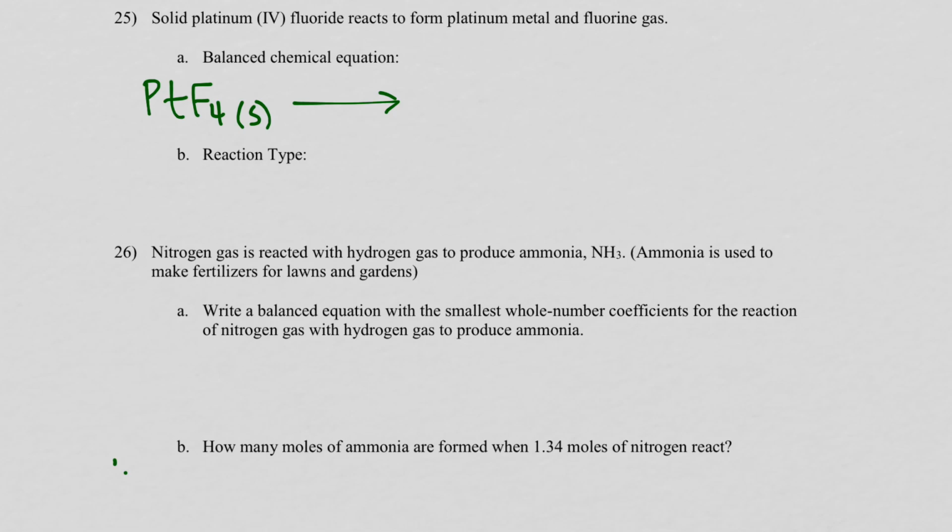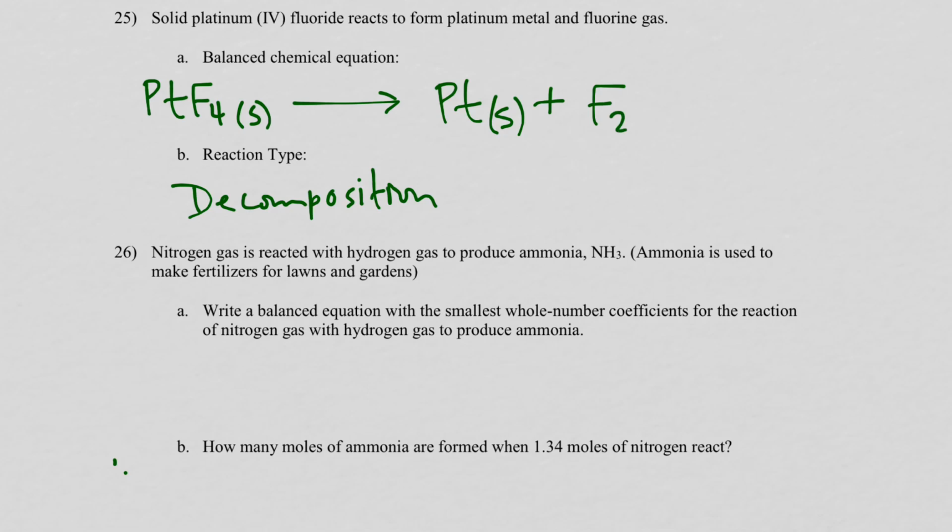And this is how you can conclude that this is a decomposition reaction, because there is only one reactant present in this particular reaction. And then it reacts to form platinum metal. Again, metal means solid, and fluorine gas. Don't forget, diatomic 7, F2, gas. Last but not least, we need to balance the overall equation.